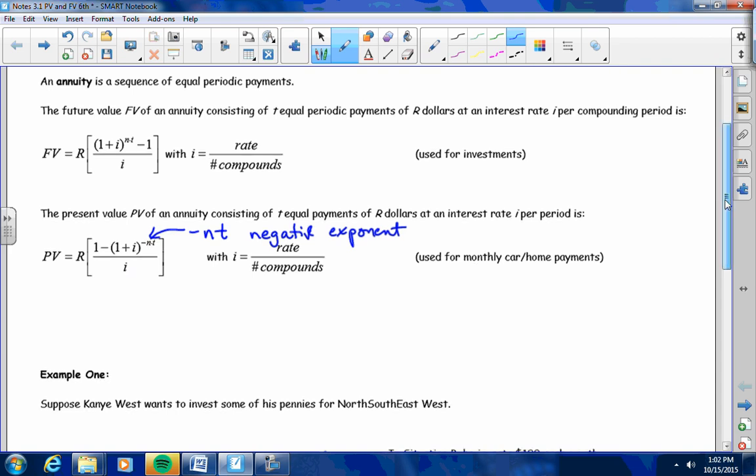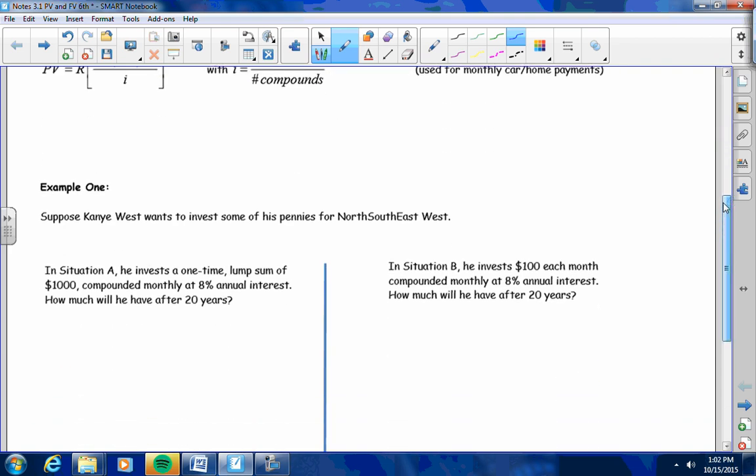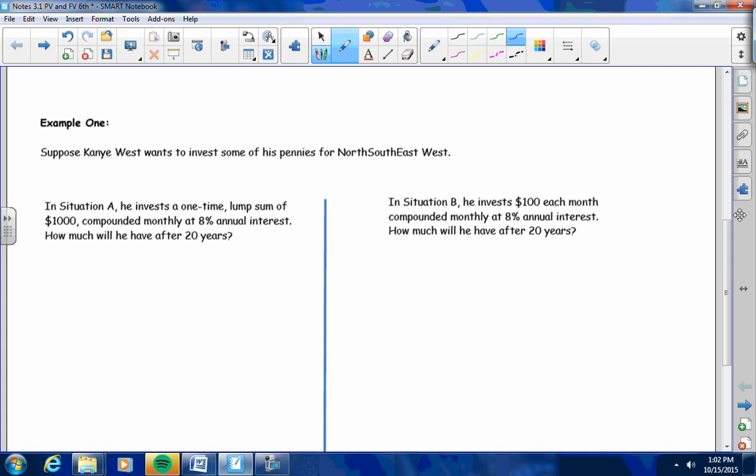So let's look at example 1. Suppose Kanye West wants to invest some of his pennies for his new child. So the new child's name is North, South, East with the last name of West. Okay? So in situation A, we have two situations. In situation A, he invests a one-time lump sum of $1,000, compounded monthly at 8% annual interest. How much will he have after 20 years?